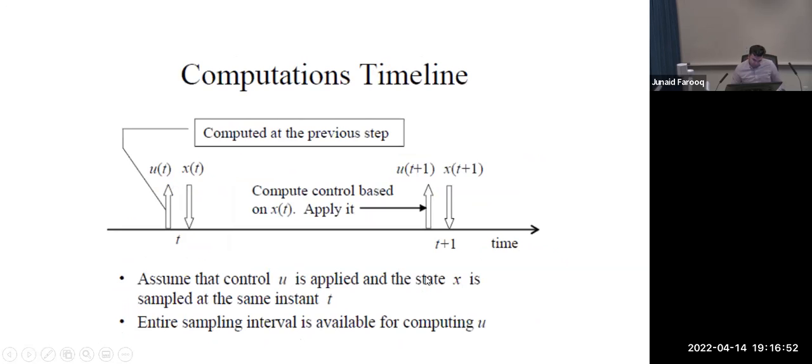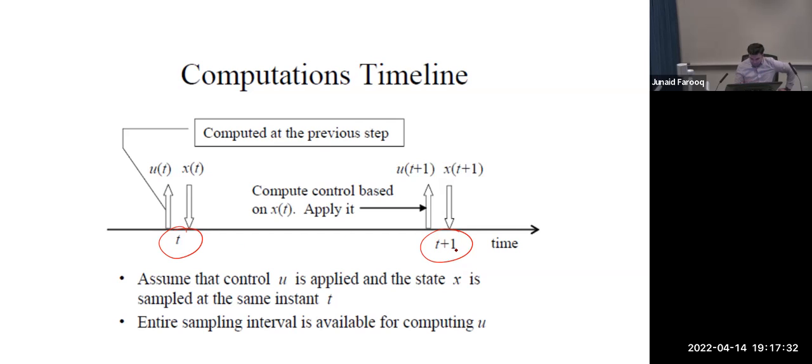Now in the MPC, assume that control U is applied and the state X is sampled at the same instant T, then the entire sampling interval is available for computing U. So if you look at these two time horizons or time intervals, basically, as I told you, the computations at the previous step are basically part of the current time step T, and we have U of T and X of T at this point.